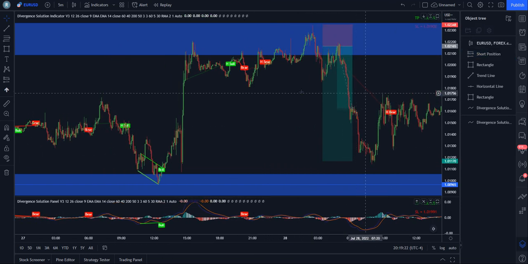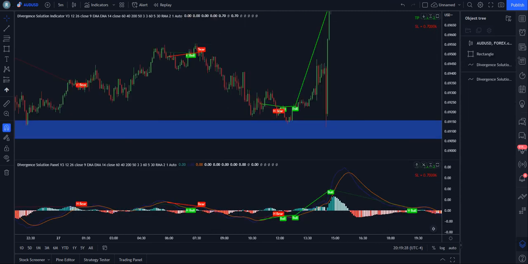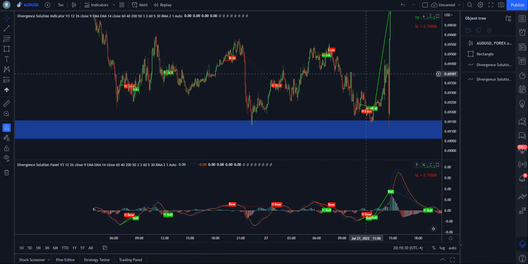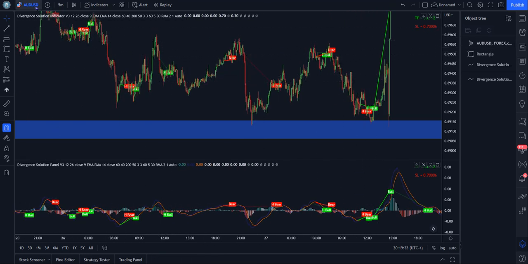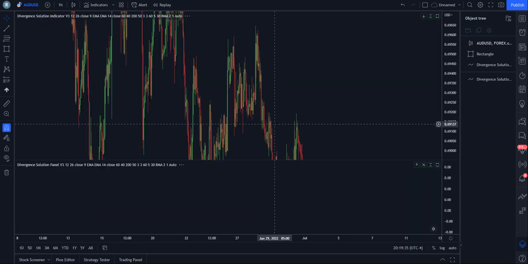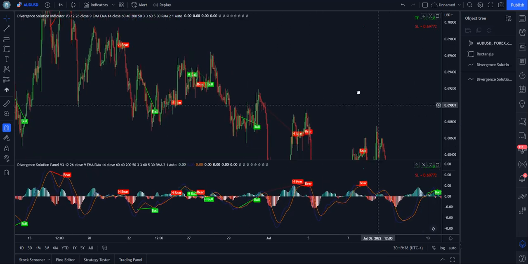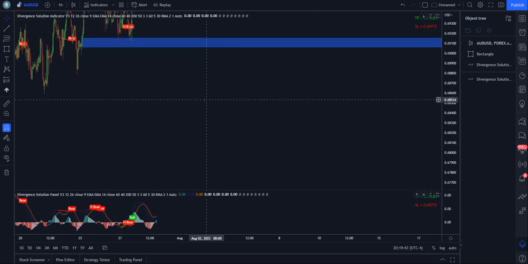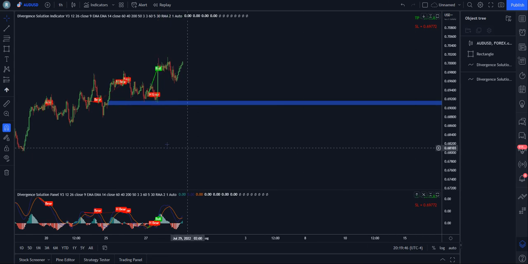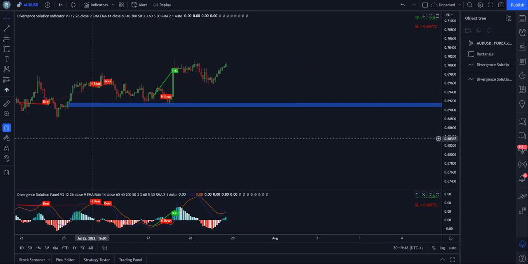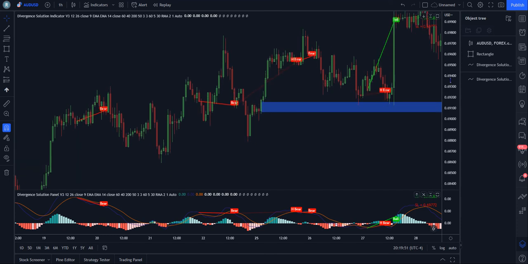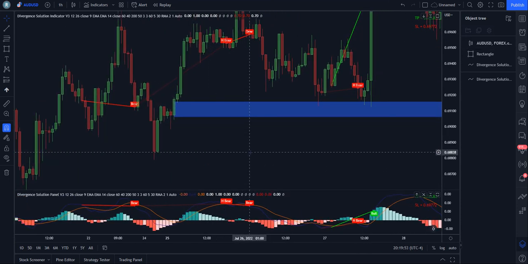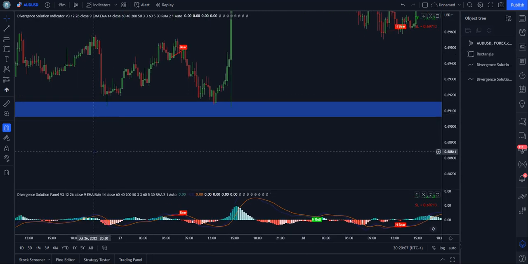But that's kind of the basics of the QM pattern. I hope this has been helpful. Let's go into Australian dollar. Did want to show this pair first before we end the call. I believe it was on the 15-minute.